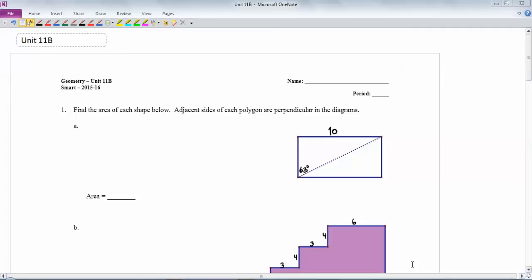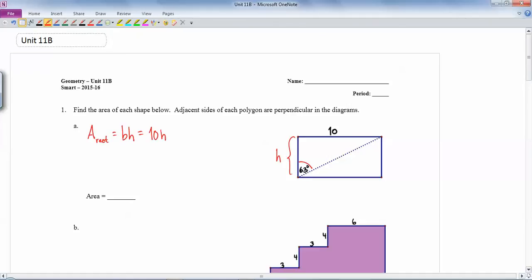So that means that the first shape that we have here is a rectangle, and we know that this angle is 63. We know that the area of a rectangle is base times height. We know that the base is 10, we just need the height. So it's 10 times whatever h is. So we need to solve for the height. Let me call that h.